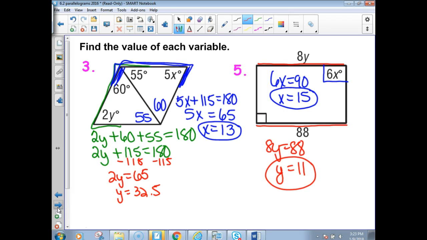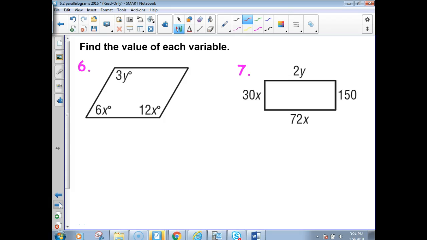Okay, I want to get a little further. I'm going to go on now. Number 6 and 7. All right, please look. I'd like someone to tell me an equation for me to solve for x. How can I find x? I'm not getting much help right now.